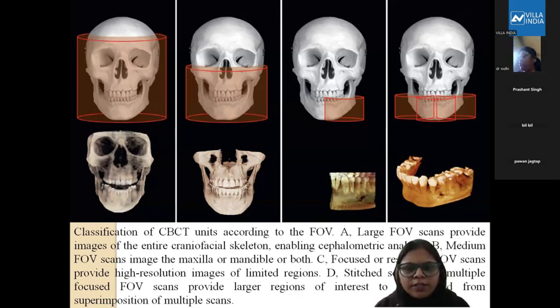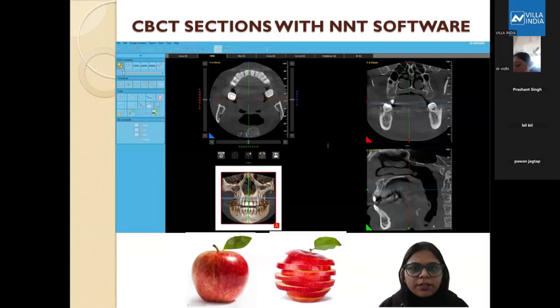So in endodontics, we usually use the third FOV, that is focused on the single arch, because it gives high resolution images of the limited regions, and that is what we need in endodontics. So the NNT software, the Newton software, provides us with the different images. We can extract the images, we can find out the different canals. So I'll demonstrate it to you.